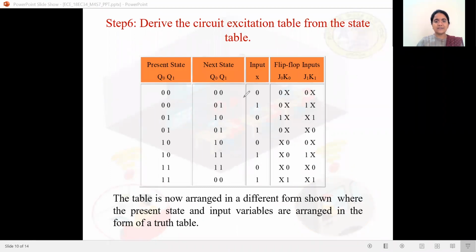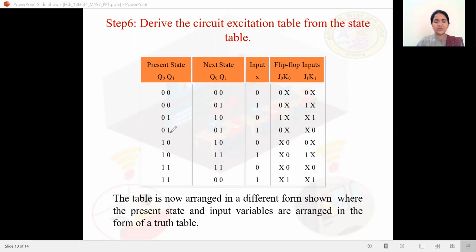I will explain this with an example. Here the present state is 0, 0 and the next state is 0, 0. This we have written by considering the state table that we got in the last slide. When the present state is 0, 0 and the input is 0, the next state is 0, 0. When the present state is 0, 0 and the input is 1, the next state will be 0, 1. When the present state is 0, 1 and the input is 0, the next state will be 1, 0.